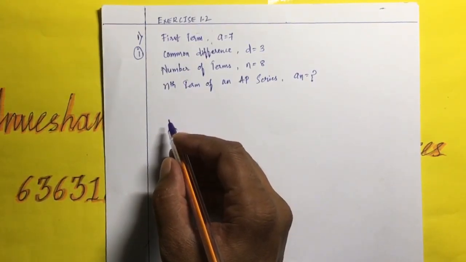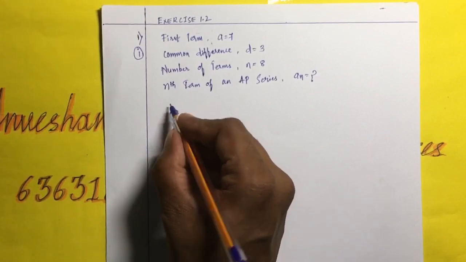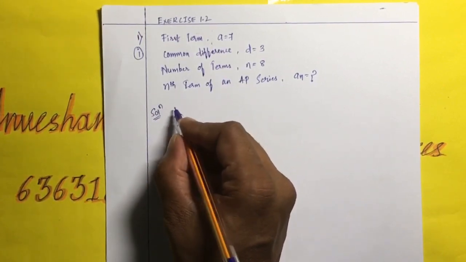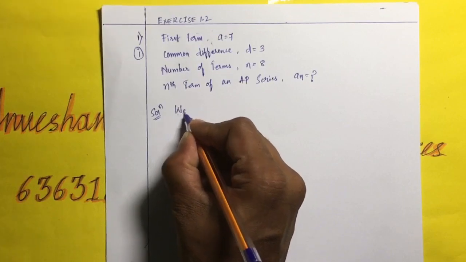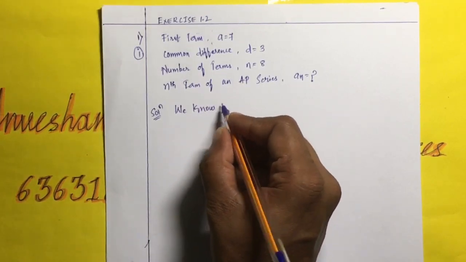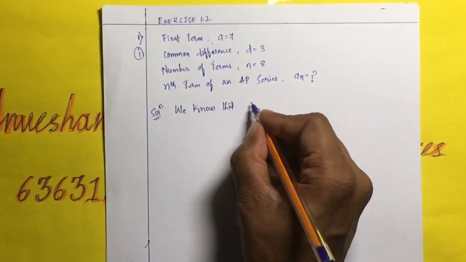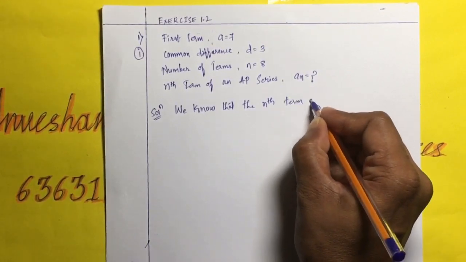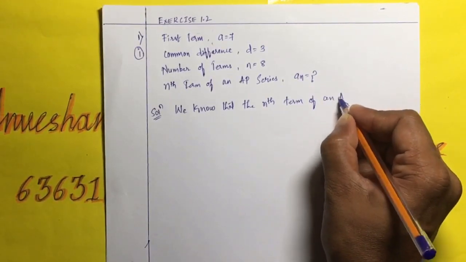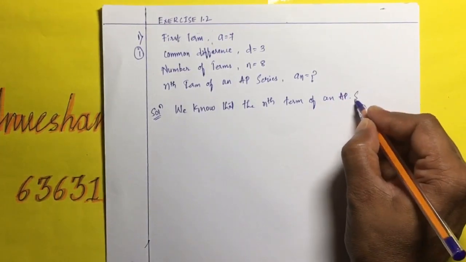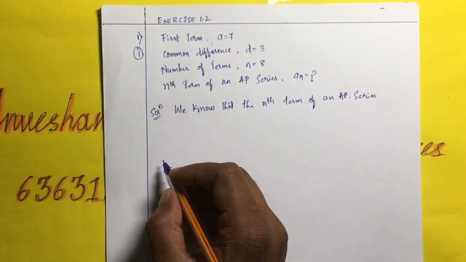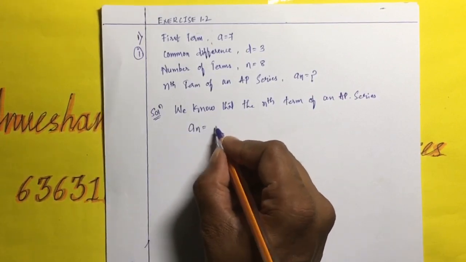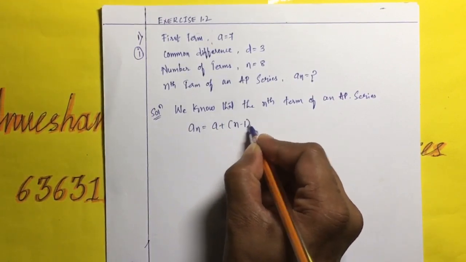So students, here solution: we know that the nth term of an AP series, the formula is an is equal to a plus n minus 1 into d.